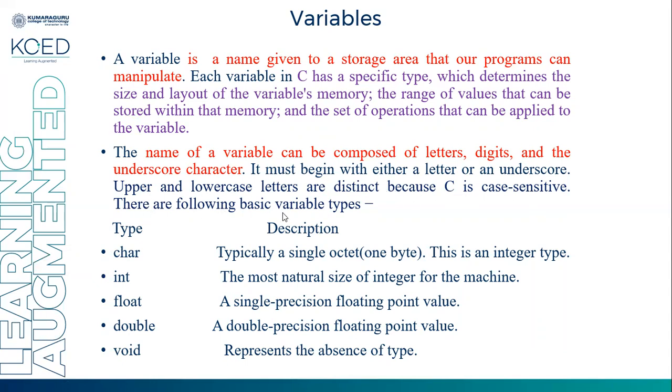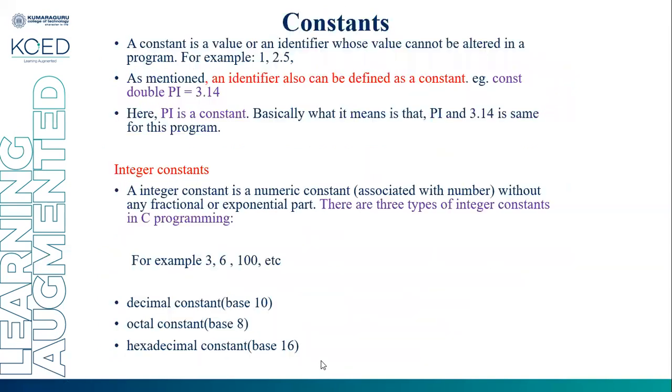The following are the basic variable types. Char, typically a single octet, that means 1 byte. This is an integer type. Int, the most natural size of integer for the machine. Float, a single precision floating point value. Double, a double precision floating point value. Void represents the absence of type.